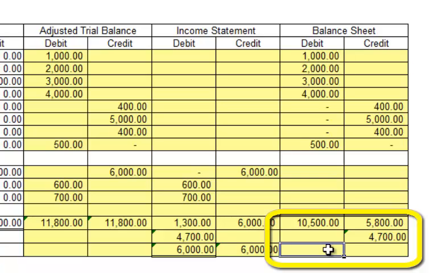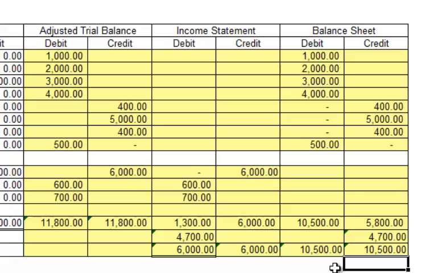I'm going to add the 10,500 and I'm going to add the 5,800 plus the 4,700. See if that is also 10,500. Yes, my balance sheet is in balance, my income statement is in balance, and the net income of 4,700 is a debit in the income statement and a credit in the balance sheet.